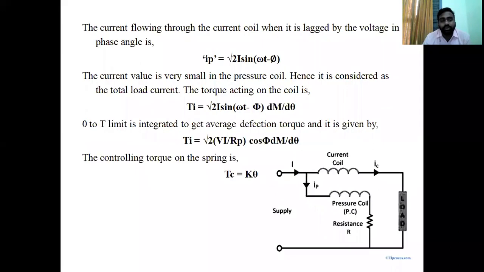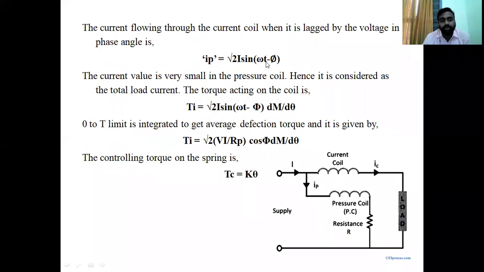So the current flowing through the current coil, when it lags the voltage, is a special condition. Previously the current was in phase with respect to the voltage. If the current flowing in the current coil lags the voltage, what will happen? I suffix P is equal to root 2 into I sin of omega t minus phi.